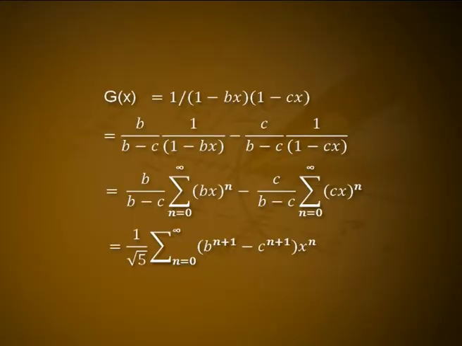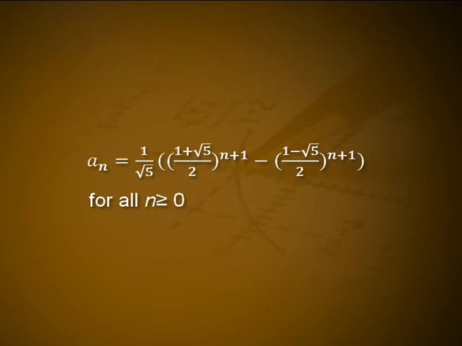Now, we can expand g(x) as 1/(1-bx) times 1/(1-cx), which equals b/(b-c) times 1/(1-bx) minus c/(b-c) times 1/(1-cx), which equals b/(b-c) summation n=0 to infinity (bx)^n minus c/(b-c) summation n=0 to infinity (cx)^n, which equals 1/root 5 summation n=0 to infinity (b^(n+1) - c^(n+1)) x^n.